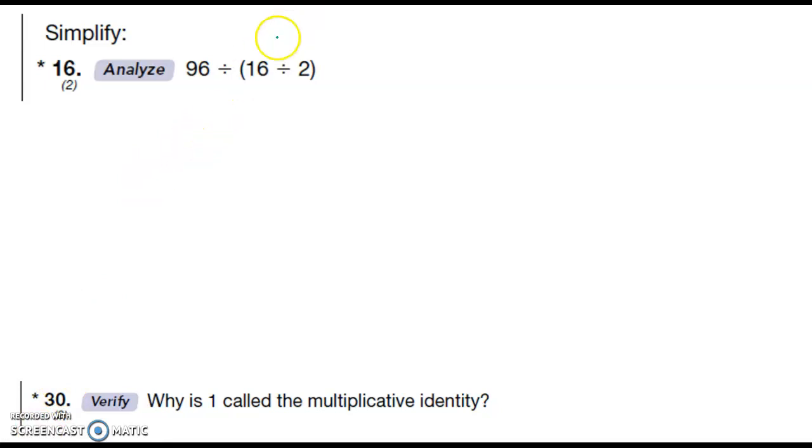All right. 96 divided by 16 divided by 2. So I have to do this part first. 16 divided by 2 is 8. 96 divided by 8 is 12. And then the last one, number 30.